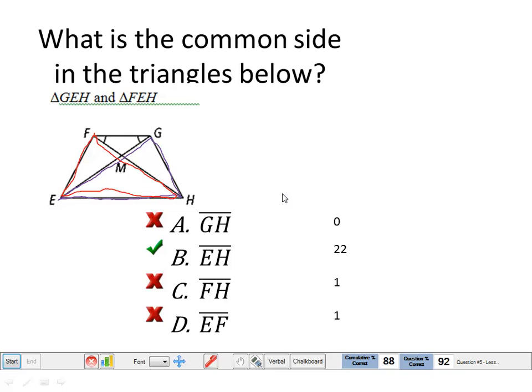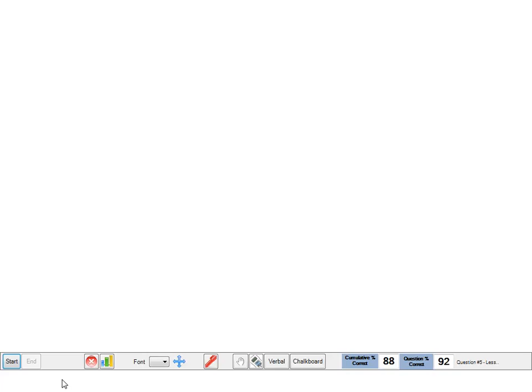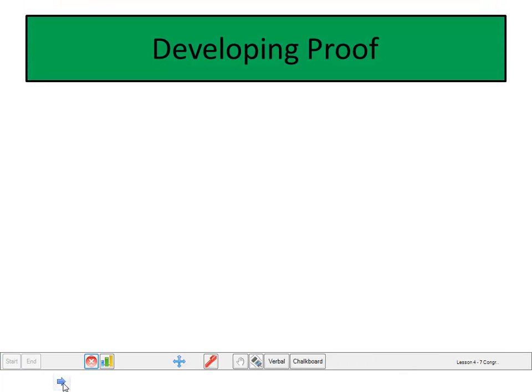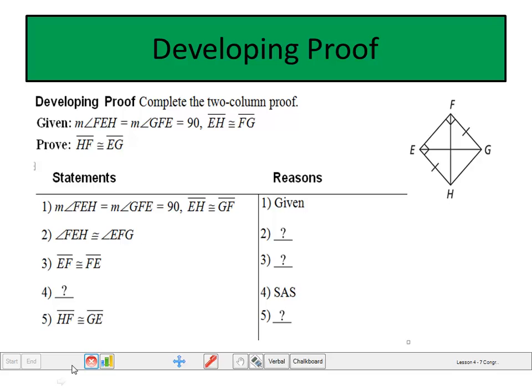How are we doing so far, guys? Dalen says easy. Does everybody concur? Okay. All right. Let's work on a proof. Let's complete this two-column proof. Given the measure of FEH equals the measure of GFE, which equals 90, given that EH is congruent to FG, we have to prove that HF is congruent to EG.